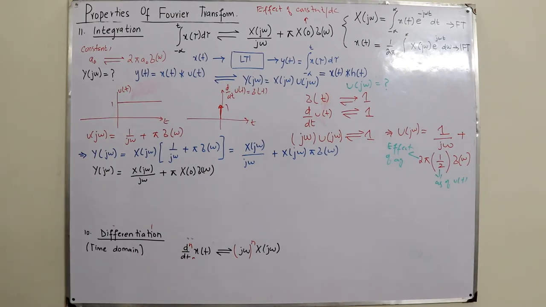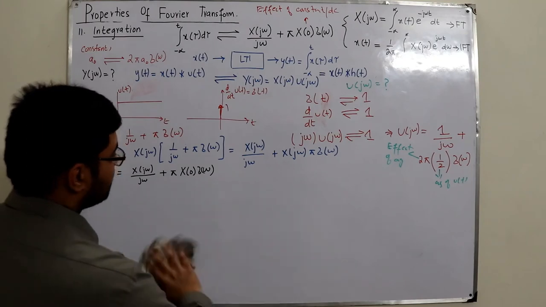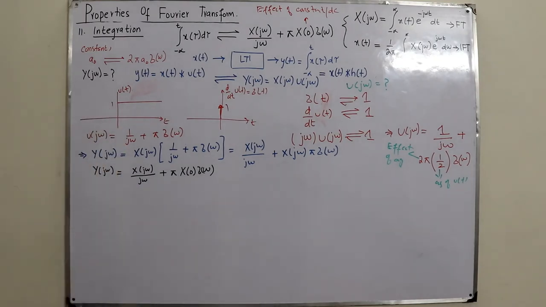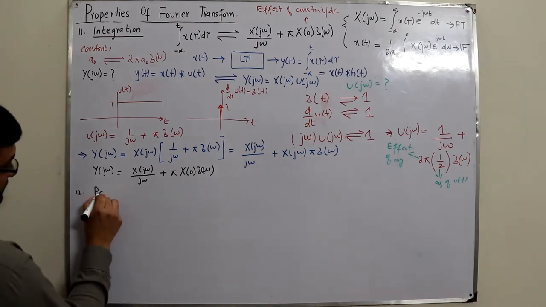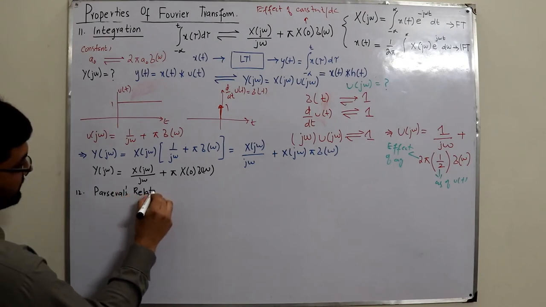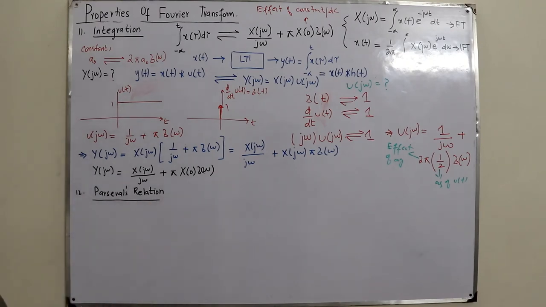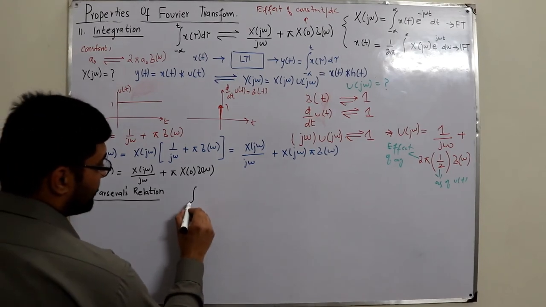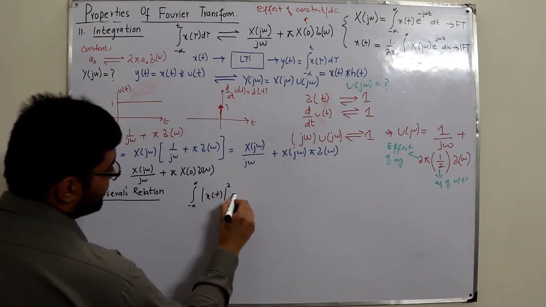Let me have the Parseval's relation as well. So now I can remove this. Now I have the 12th property, Parseval's relation. And what does the Parseval relation say? The energy in a signal can be related to the energy in its Fourier transform. And how do we do that? We have the integral from negative infinity to positive infinity of the absolute of x of t whole squared dt.